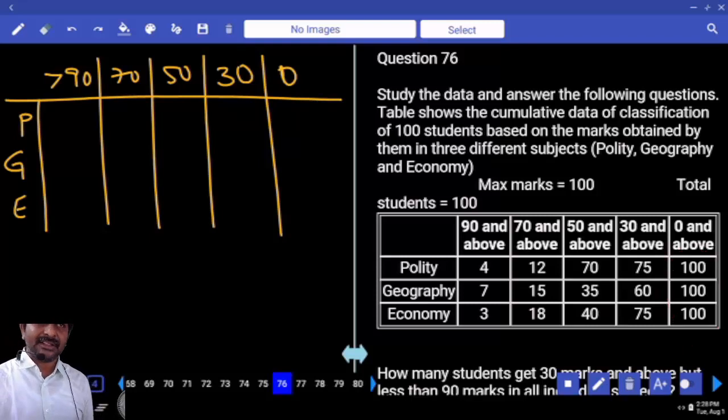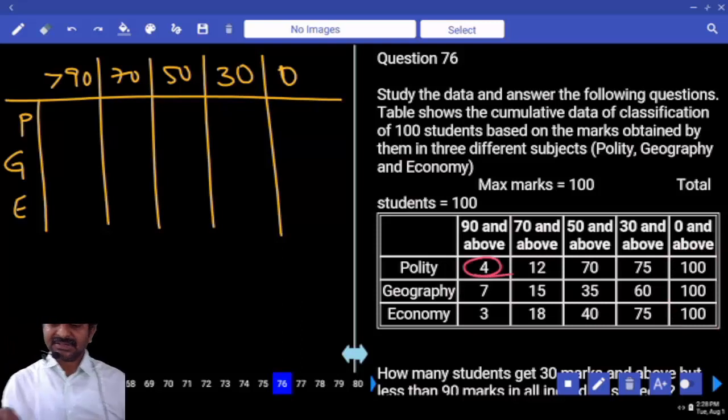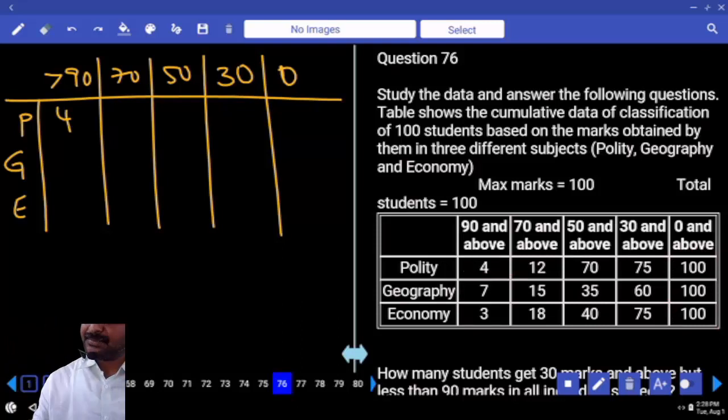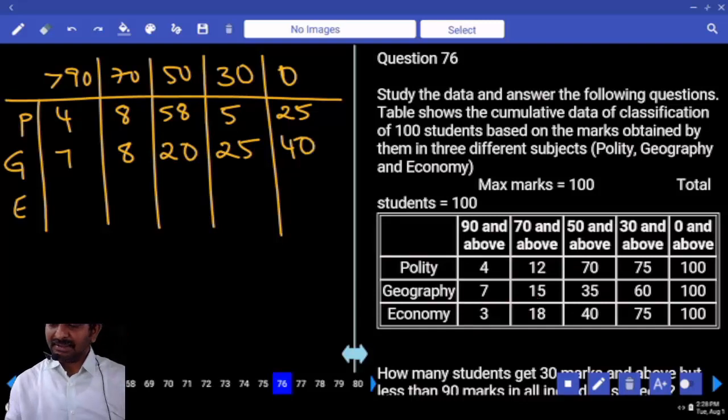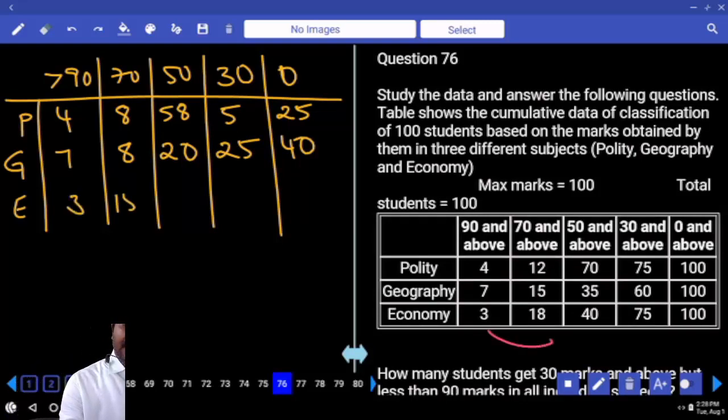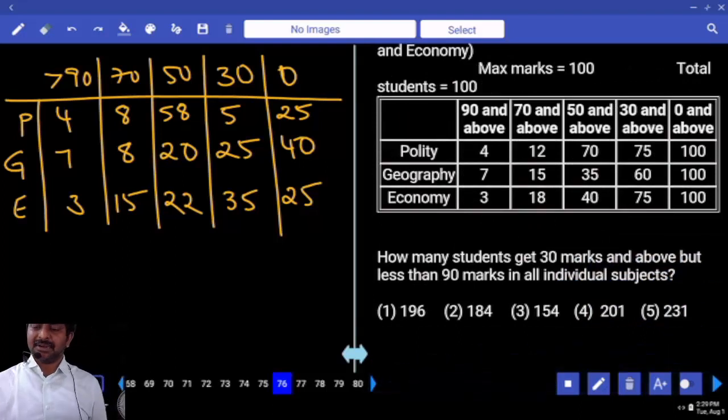Cumulative, I think yesterday we have done. First numbers 4, next difference between both 8, next difference 58, next difference 25, next 7, difference 8, next two numbers 20, next 25, next 40, next 3, difference 15, 22, 35, 25. First we need to take this table and then we can start.